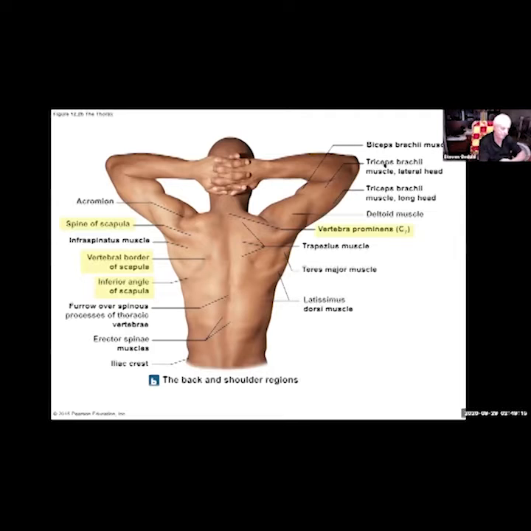Okay. So here's the spine of the scapula. Okay. Vertebral border of the scapula and the inferior angle of the scapula. And this is the vertebral prominence of C7 right here. That's this point that sticks up in the back of your neck. And then just below that, we start the thoracic vertebrae, T1 through T12.